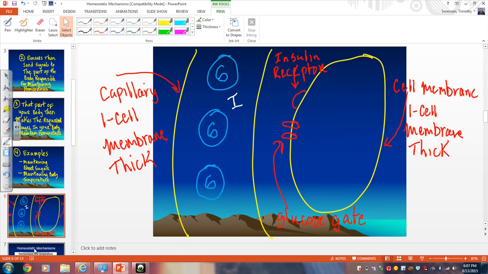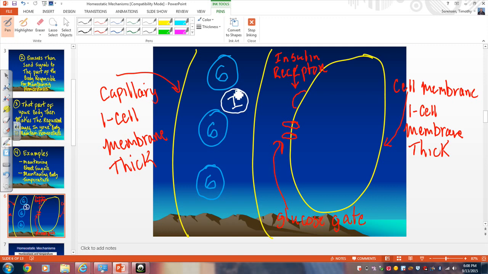When your blood sugar goes up, remember that every cell has a cell membrane, and that cell membrane is one cell membrane thick. And every living cell has a capillary that supplies it with what it needs. So now your blood sugar is high. Let's say it's 150. That elevated sugar is going to be detected by little receptors in the pancreatic cells, and it's going to cause the release of insulin into the blood.